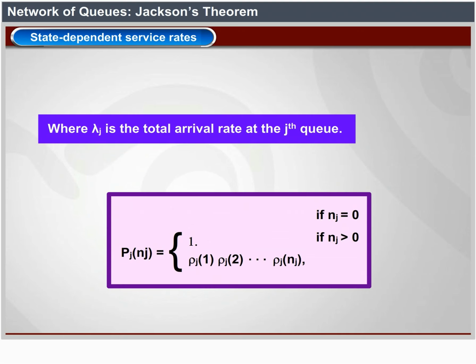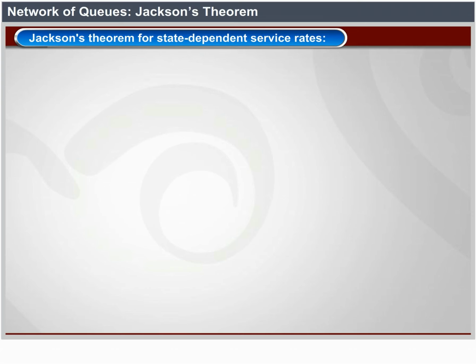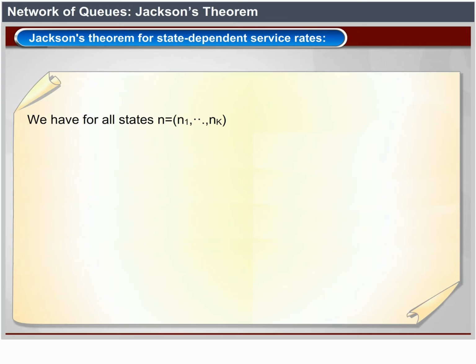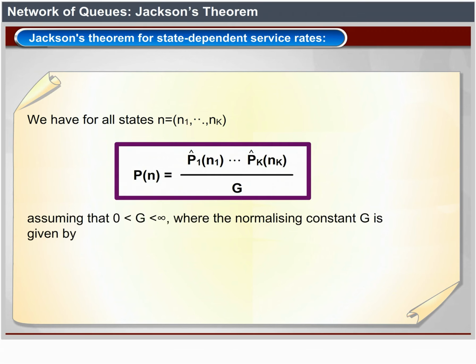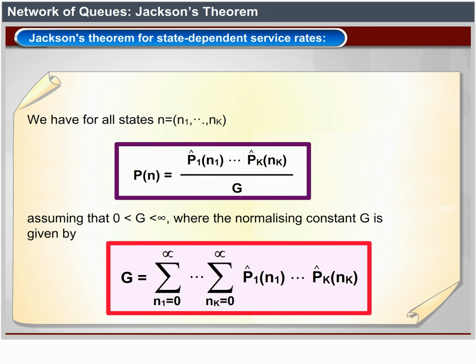Jackson's theorem for state-dependent service rates. We have for all states n is equal to n1 to nk, P of n is equal to P cap 1 of n1 to P cap k of nk divided by G, assuming that 0 is less than G is less than infinity, where the normalizing constant G is given by G is equal to the sum over n1 from 0 to infinity up to the sum over nk from 0 to infinity of P cap 1 of n1 to P cap k of nk.